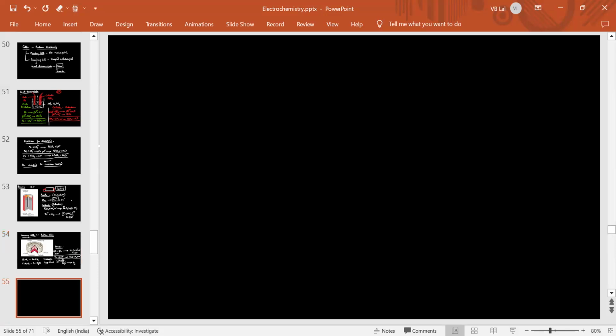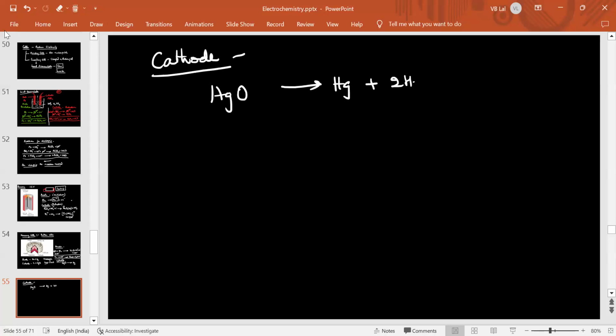So in the same way we will balance the reaction at cathode. So what did we write? Cathode reaction is HgO changing to Hg. Now first we balance mercury, it is the same. Now you balance oxygen. How will you balance oxygen? With water, 1 H2O you will write. Now you have to balance hydrogen. So you will write 2H plus on this side. Now I have to balance it with electrons. Balanced equation I got.